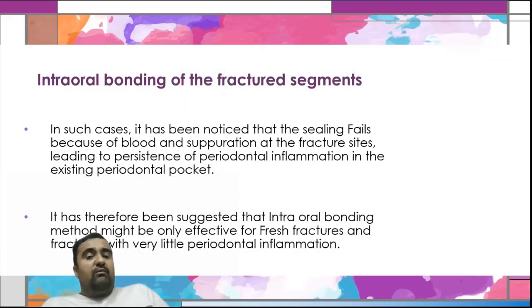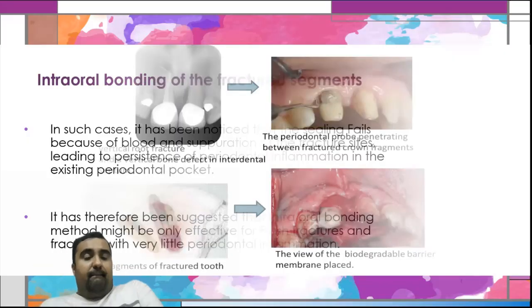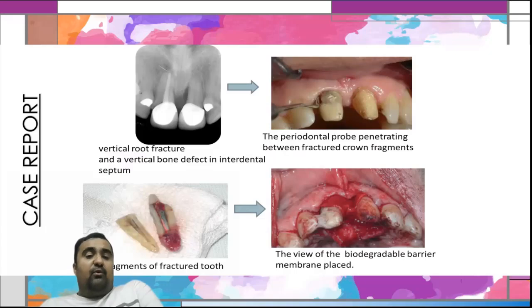With intraoral bonding of the fracture segment, it has been noticed that sealing failed because of blood at the fracture site, which leads to persistent periodontal inflammation in the already existing periodontal pocket. It has therefore been suggested that the intraoral bonding method might only be effective for fresh fractures and fractures with very little periodontal inflammation. There was a case report where a vertical root fracture was noted with vertical bone loss in the interdental septum.